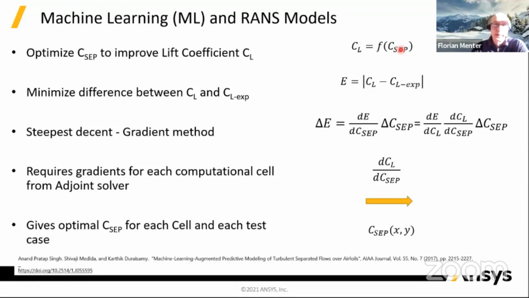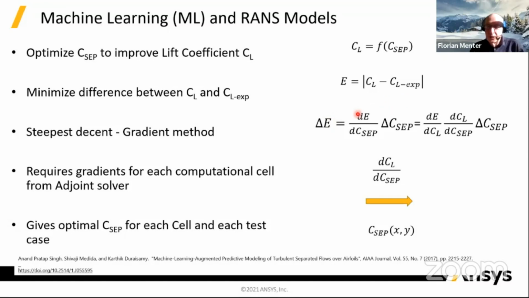And in this case, it's not about changing CSEP globally, but about changing CSEP in each cell of your computational domain. So it's a field variable, and what is the most optimal distribution of CSEP in the field to get the experimental value? In order to answer that question, you need to know how the error function, or the objective function, which is the difference between the predicted lift and the experimental lift, is affected if I change the CSEP coefficient in one single cell.